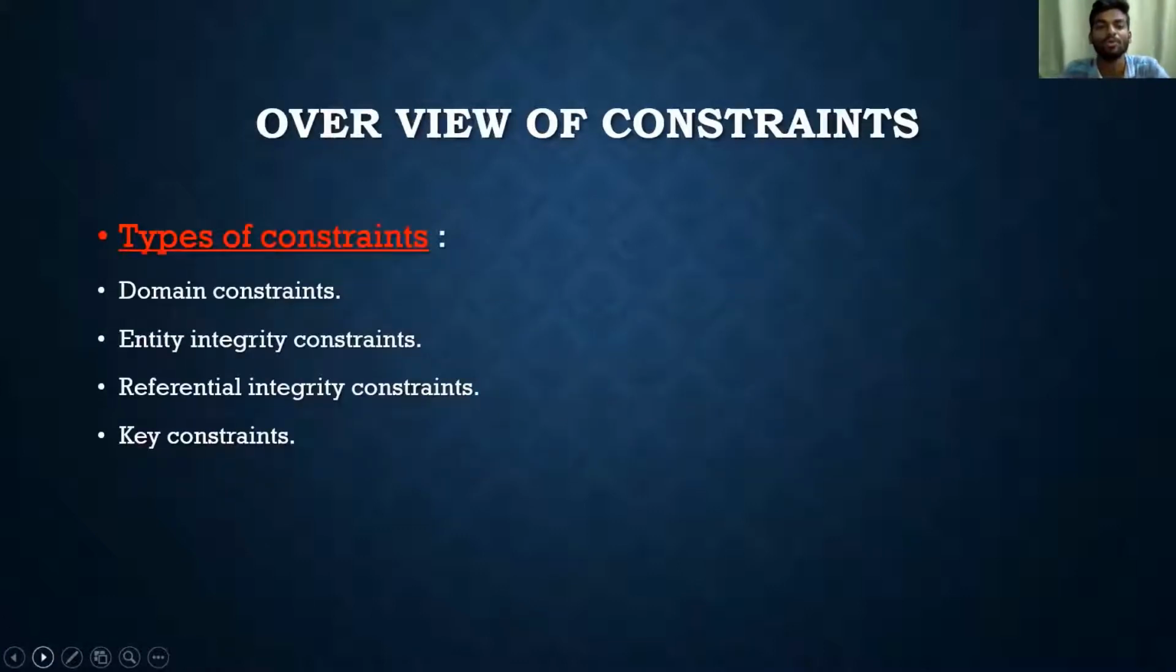Okay, overview of the constraints. Overview means types of constraints: key constraints, domain constraints, entity integrity constraints, referential integrity constraints. These four are the overview of the types.